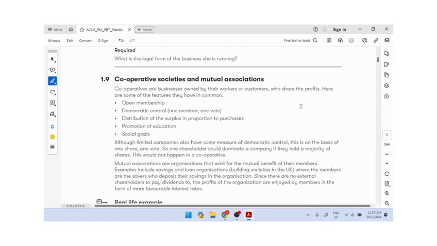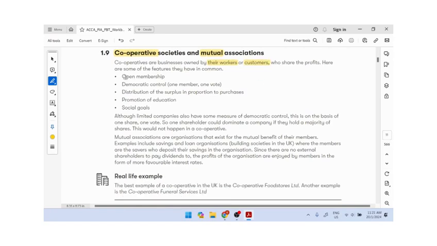Next, cooperative and mutual association. As I said, the exam likes to ask this, so please make sure you know. They're owned by their workers or customers. Open membership. Everyone can join. Democratic control, like I mentioned just now, this is the key point they like to ask. One member, one vote. They won't ask so directly. The answer won't be one member, one vote, but they will give you a scenario. So you must distinguish whether it is describing one member, one vote. Remember, don't memorize. If you memorize the keyword one member, one vote, then you won't see it in the answer. The answer is maybe in scenario form, like situation form.